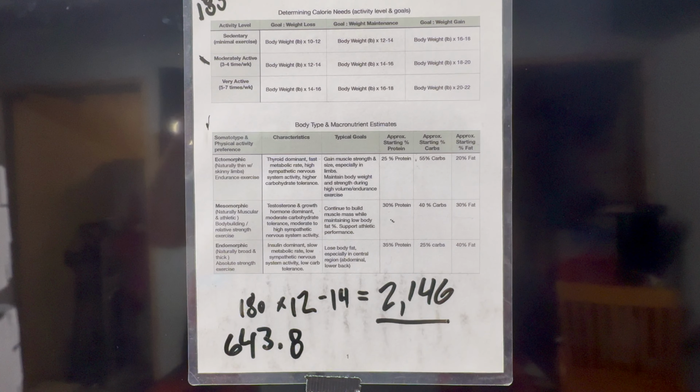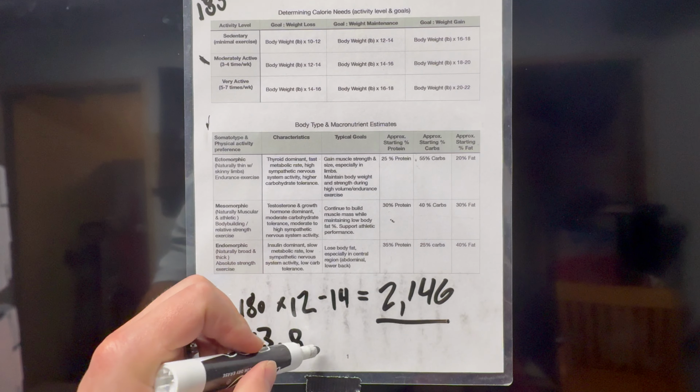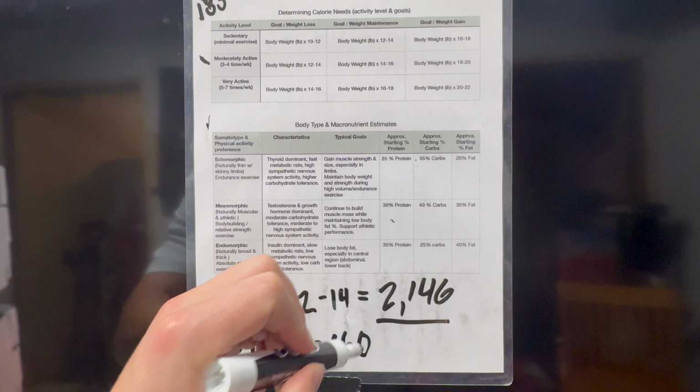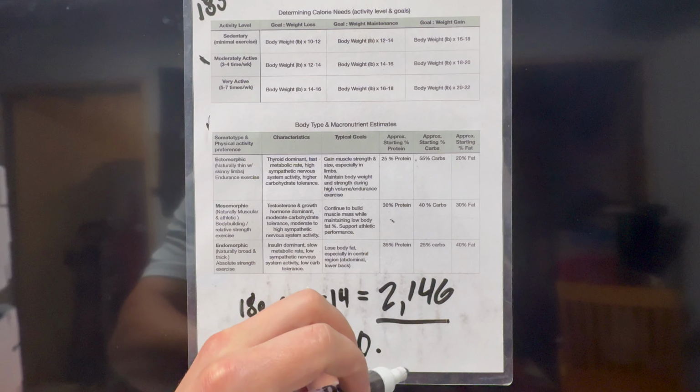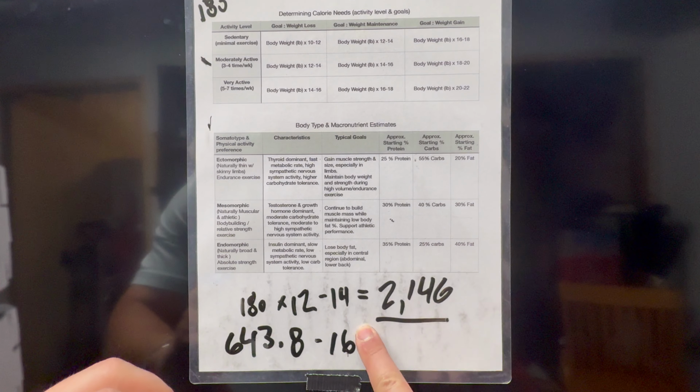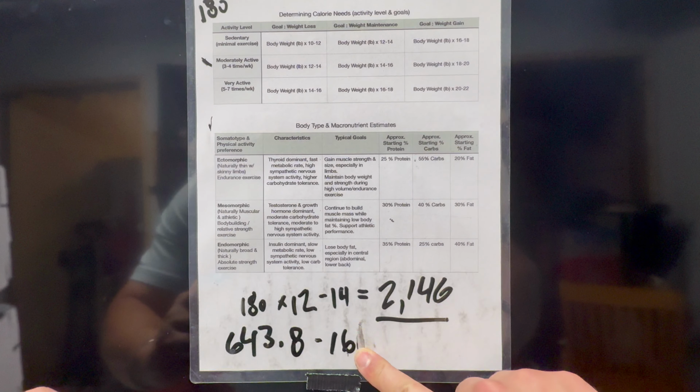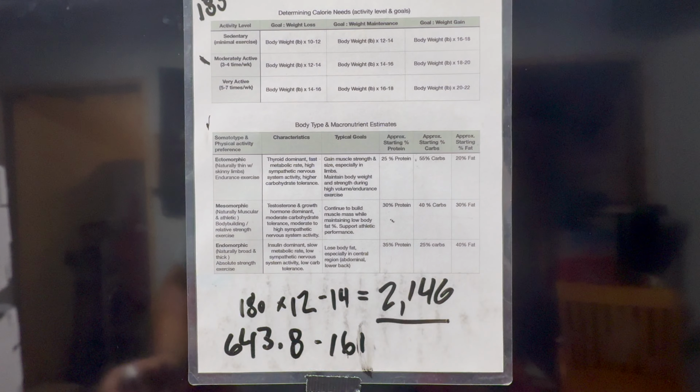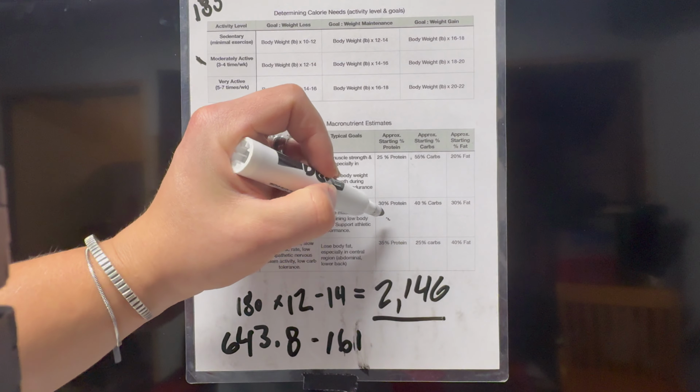Okay, so that is a big number, right? We don't want to have 643 grams of protein. What we need to know is that protein has 4 calories per gram, okay? So we're not done here. We're gonna take 643.8 and we're gonna divide that by 4. That's gonna give us 160 point, and I'll just round this up actually. So it'll be 160, whoops, sorry guys, 161. That's gonna be my protein. So I'm gonna go ahead and put this here.